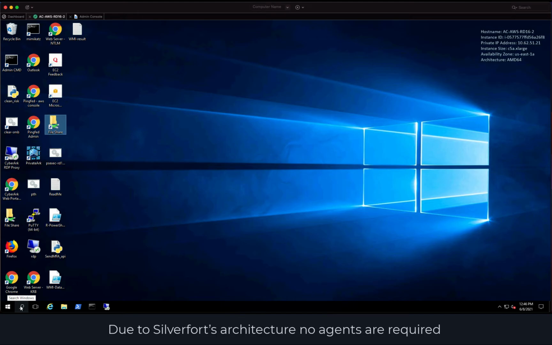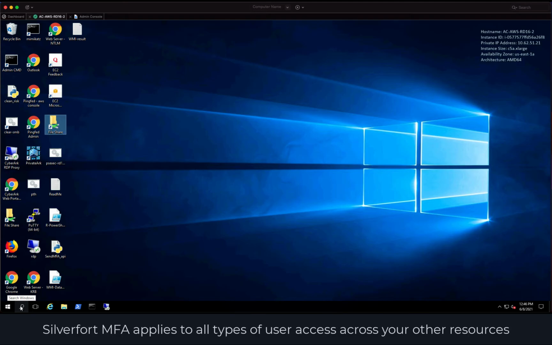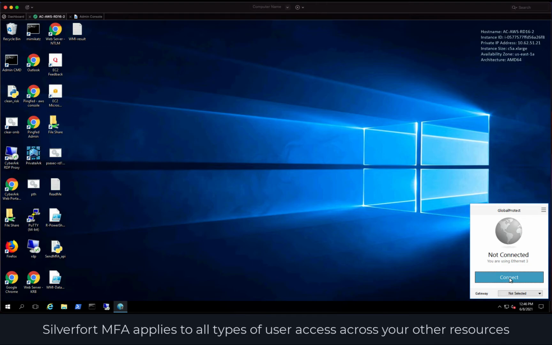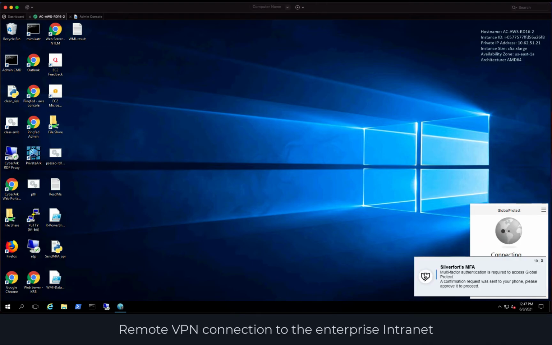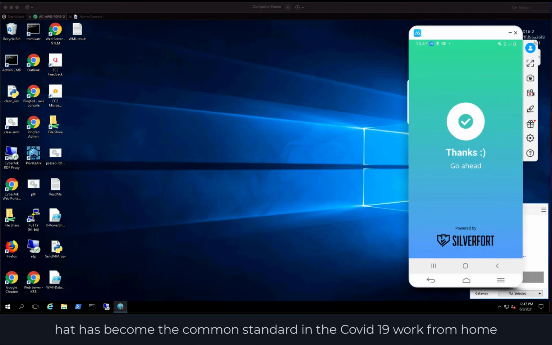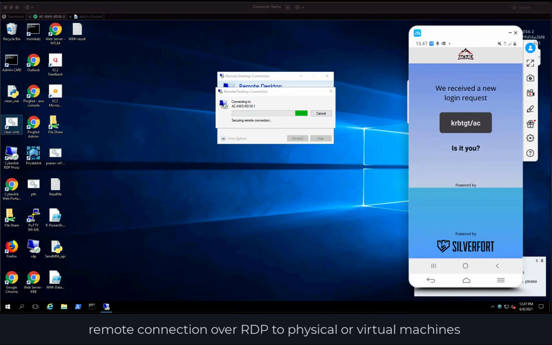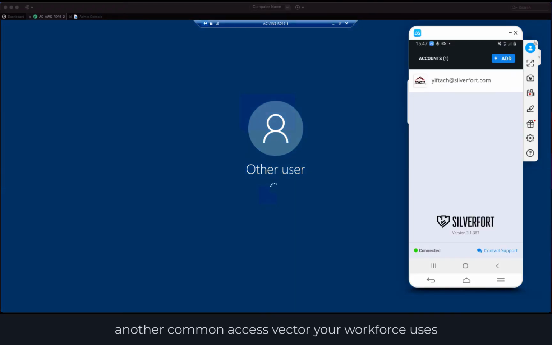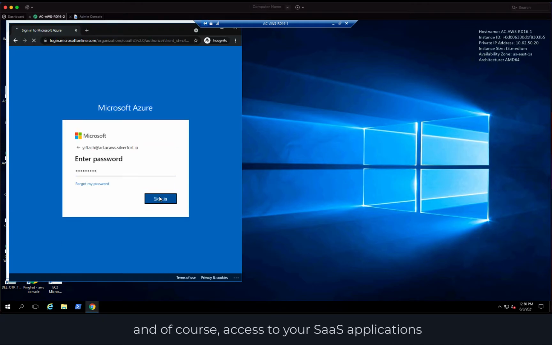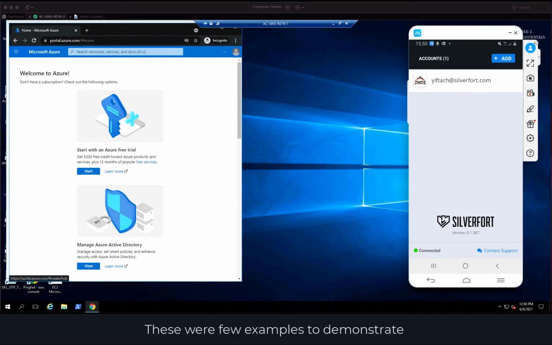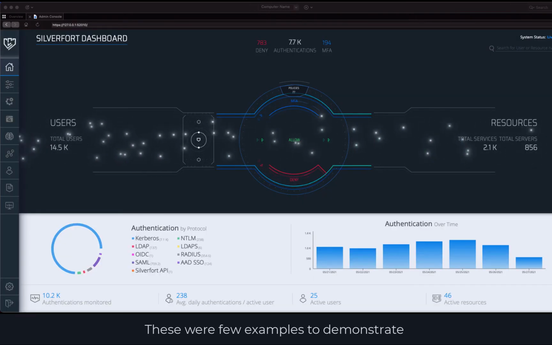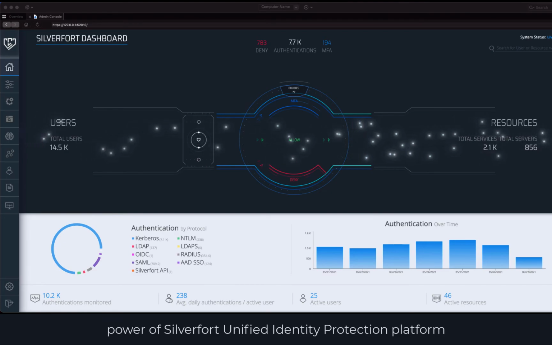Due to Silverfort's architecture, no agents are required, meaning that this protection is seamlessly applied to 100% of your servers and workstations. Silverfort MFA applies to all types of user access across your other resources. Remote VPN connection to the enterprise intranet that has become the common standard in the COVID-19 work from home. Remote connection over RDP to physical or virtual machines, another common access vector your workforce uses, and of course, access to your SaaS applications. These were a few examples to demonstrate the power of Silverfort Unified Identity Protection Platform.